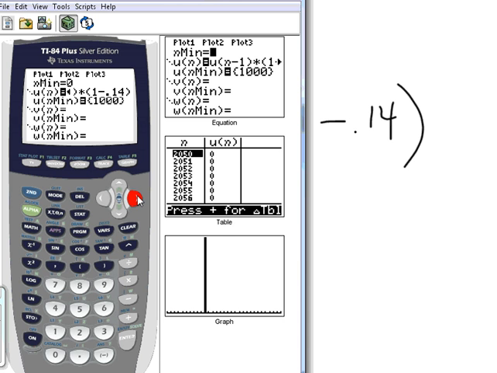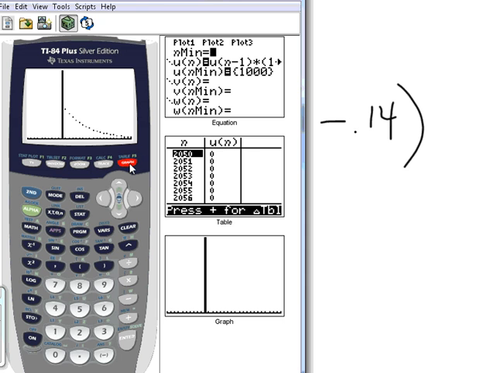Everybody hit graph. Yours is not going to look like mine because your window is different than mine. So let's get your window to look like mine. Everybody go to your window, and your n min and your n max, we started with the 0, and the max is, we're going to do like 20 years worth of data. So it goes from 0 to 20. Counting by 1 is all good.